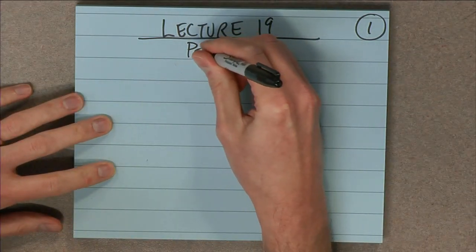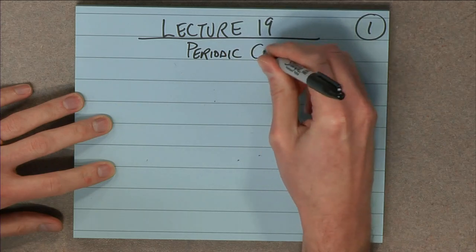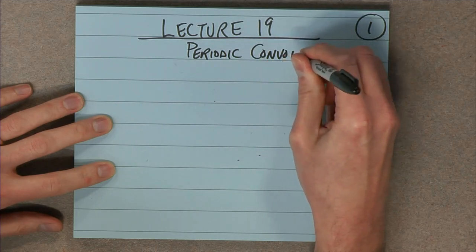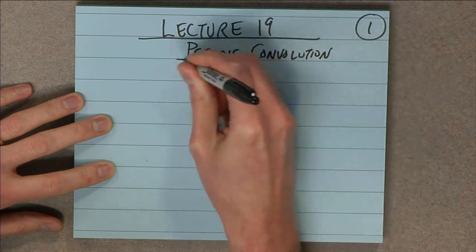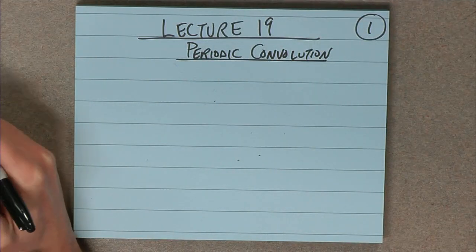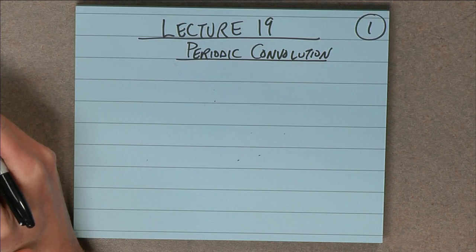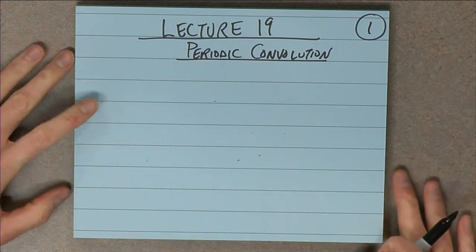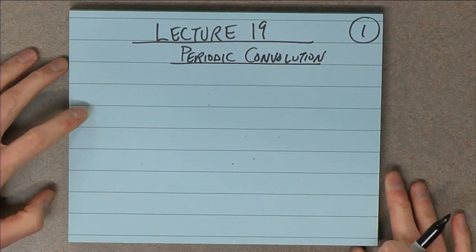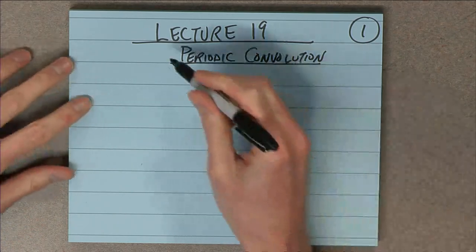So the first important concept that we have to cover today is periodic convolution. Now, we talked a lot about convolution in chapter 2, and you got some practice doing that and running the exercises there. And the bottom line there was, it's great. If you have a linear time invariant system, you can convolve any input with an impulse response, and you have the output. Okay, great. What is periodic convolution?